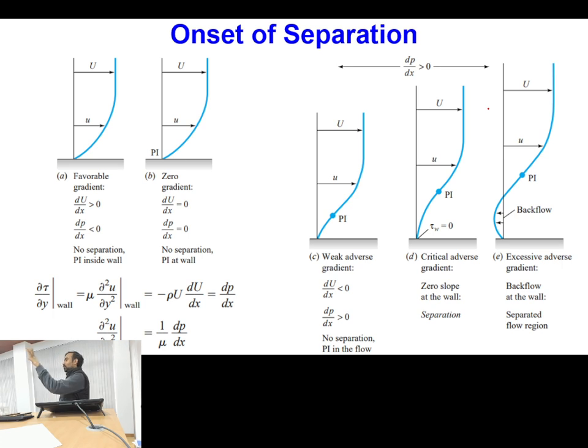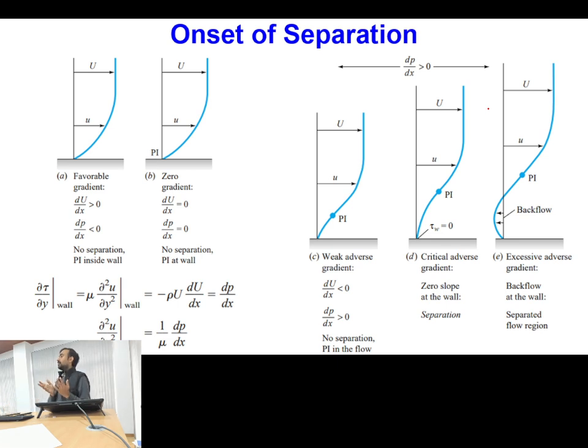We know two things: one is called favorable pressure gradient, the other is called adverse pressure gradient. What is the difference between the two? If I have a converging section, what will happen? If I am moving in the downstream direction, velocity will increase and pressure will decrease. So pressure in the downstream direction is low and pressure in the upstream direction is high.